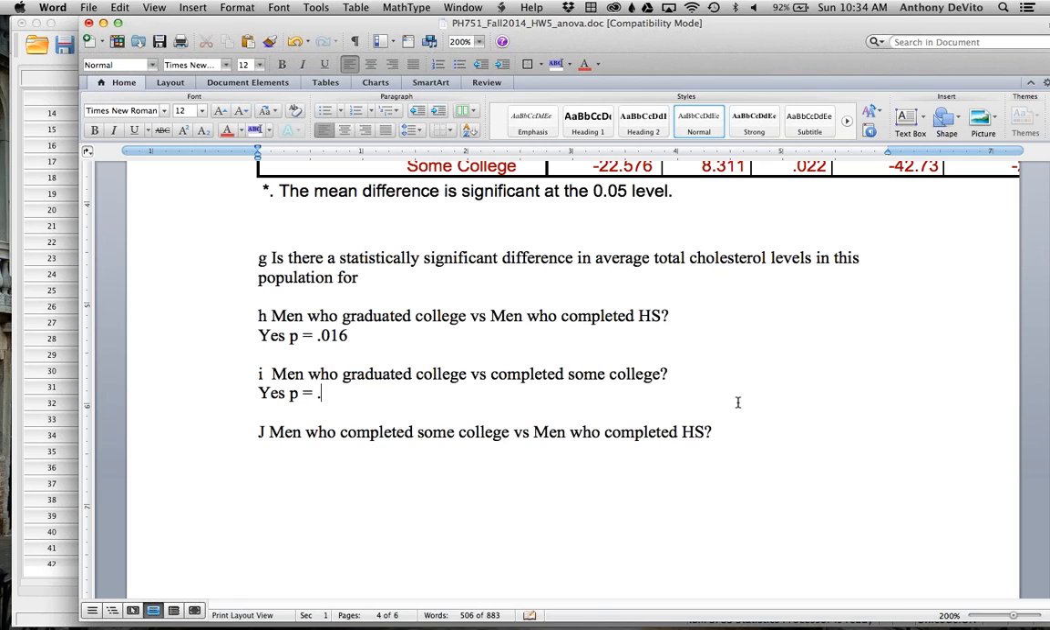That equals our probability of it being wrong, of having a type 1 error by saying that's true. It's 0.022, 2.2%. How about men who completed some college versus men who completed high school? Well, no. We failed to reject the null hypothesis.